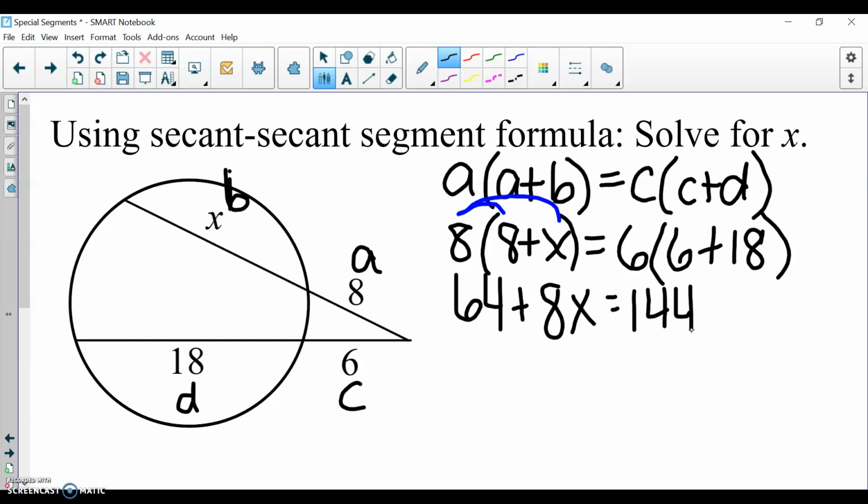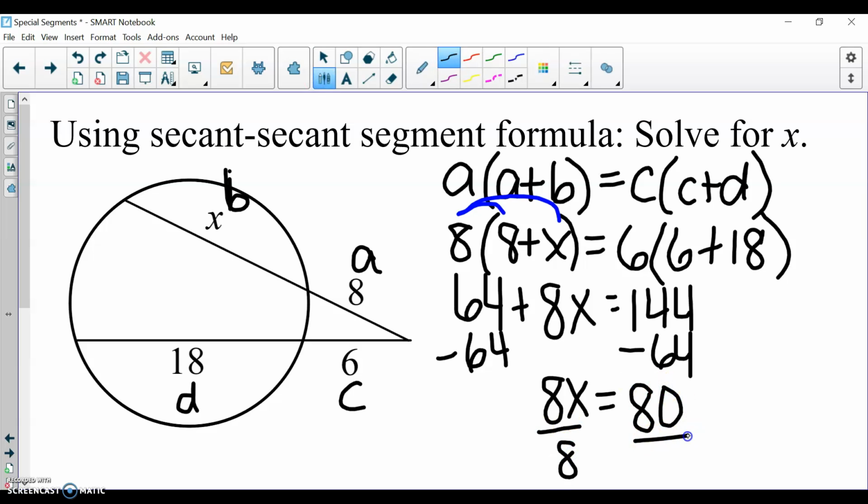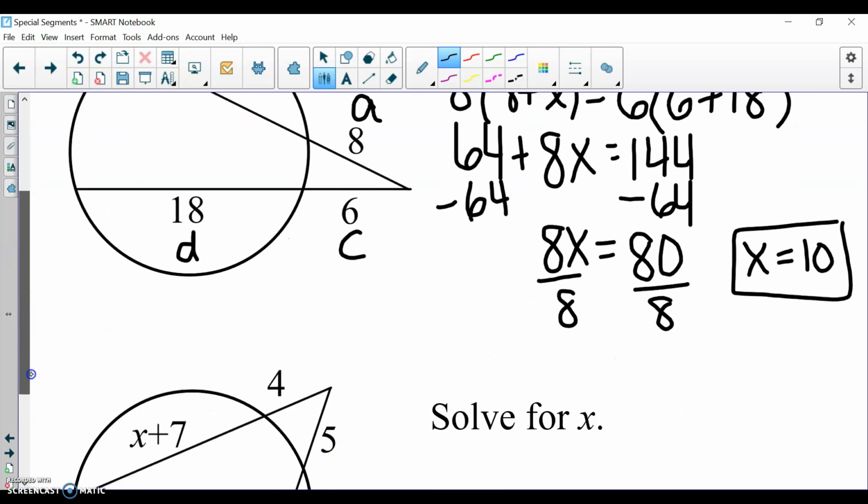So solving for x, let's go ahead and subtract 64. And we end up with 80. And then dividing both sides by 8. So our x value is equal to 10. An Ingenuity program might ask you to substitute your x value in to solve for a specific length, so please just pay attention to the directions and read those very carefully.